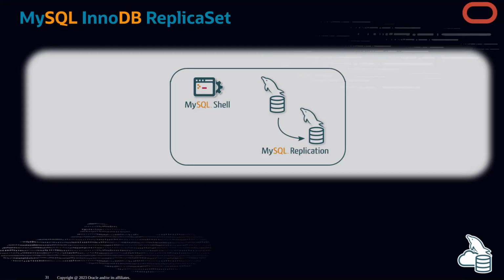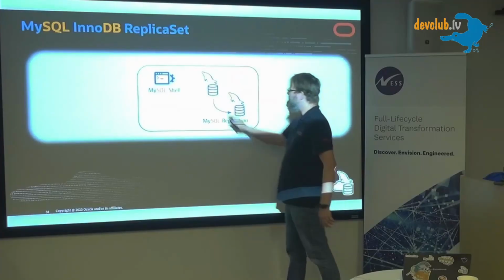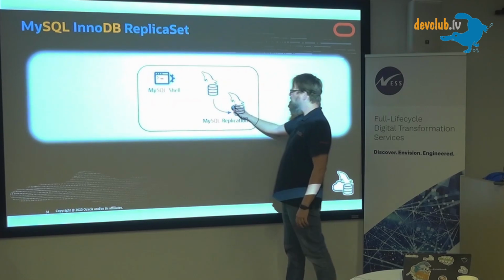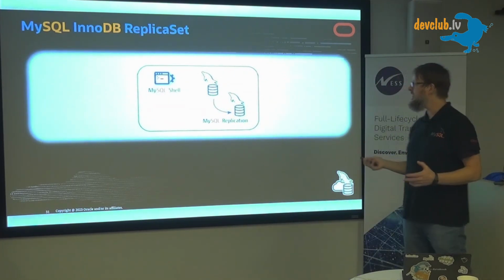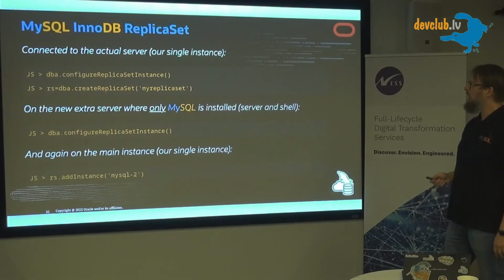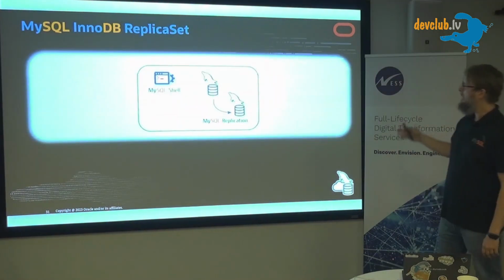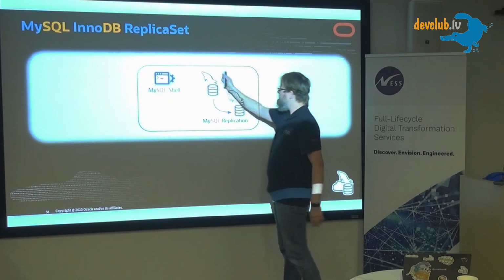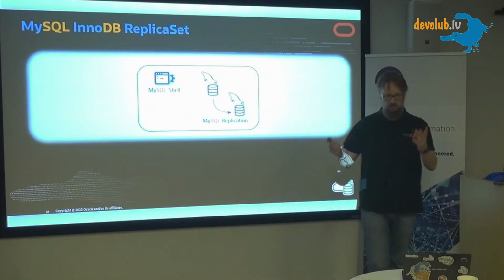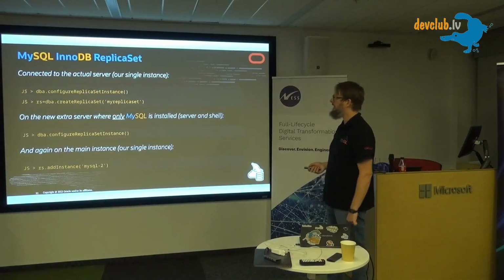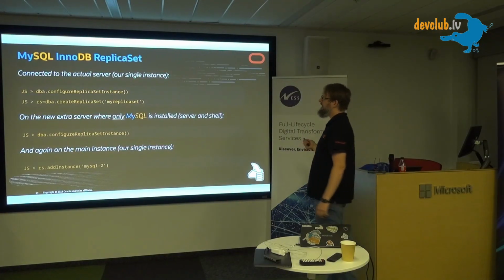So this is what we create. With MySQL shell, we orchestrate all that. One source, one or multiple replicas, asynchronously. So now, if this machine dies, we promote this one, the traffic goes to this one, and in some minutes we are back. So this is how we create that.